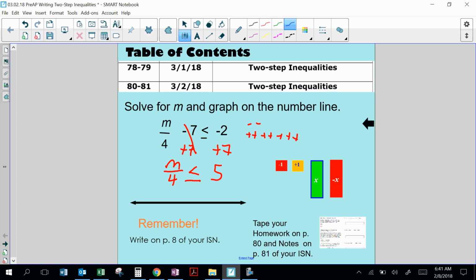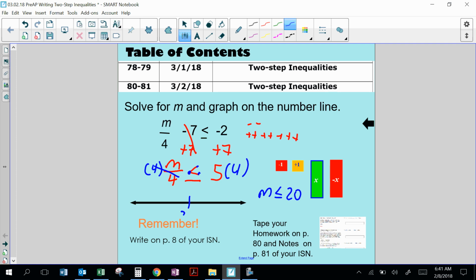Again, if you are having trouble understanding why this is the less than or equal to, this side is less than this side. I need to isolate the variable again. What is the inverse of divide by 4? Times 4. Times 4, this cancels out. M is less than or equal to 20.